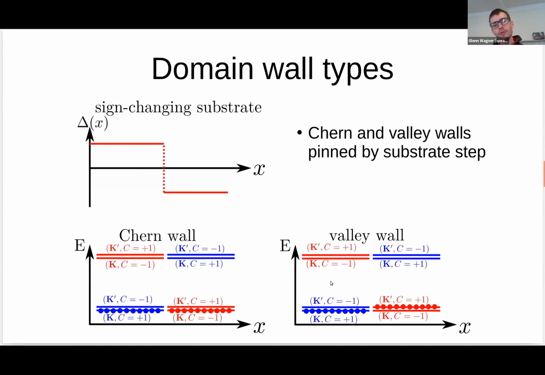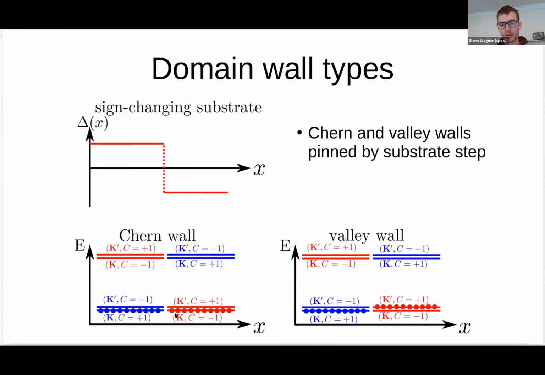So now we can move on to the case where the subset actually flips as a function of position. So it's positive on the left, it's negative on the right. And so what this does is it also flips the band structure as a function of position, because when the subset flips sign, it flips the assignment of valley and Chern number of these bands. So on the left, valley k has Chern number +1, on the right, valley k has Chern number -1.